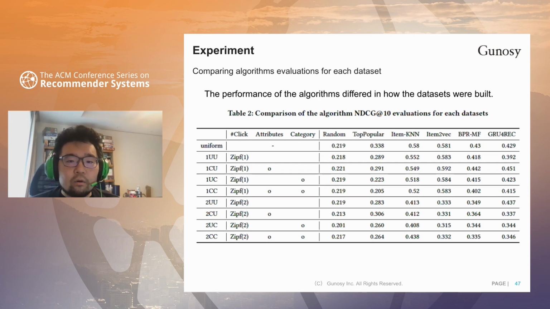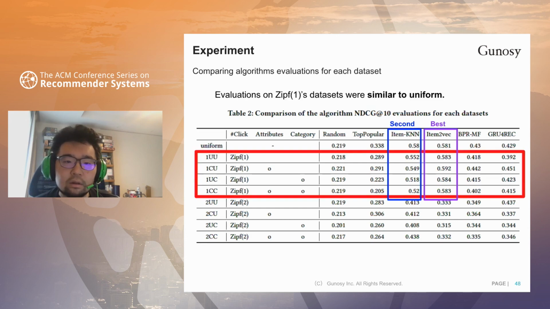Next, we confirmed how the evaluation of our 8 datasets differed. This table shows the result of algorithm comparison. The result shows that DIP-F1 and DIP-F2 have different trends. Especially, evaluation of DIP-F1's datasets was similar to uniform. Item2vec was best and item KNN was second.